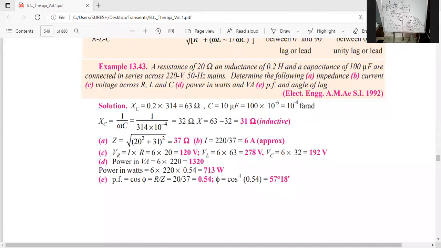That's all about the problem. In the next class, we will see one more problem in RLC. Then we will go for the parallel circuit. Until now, we have discussed only series circuits. In the next class, we will start the parallel circuits also.